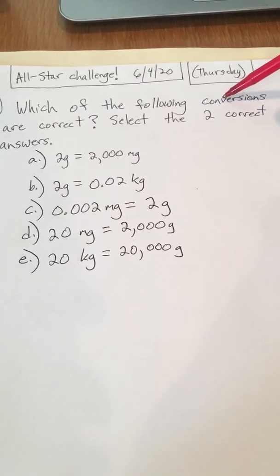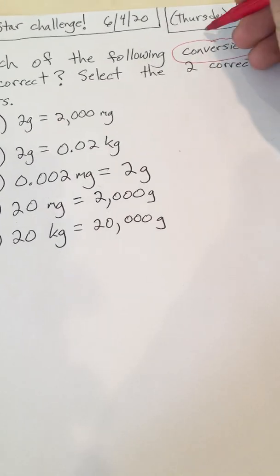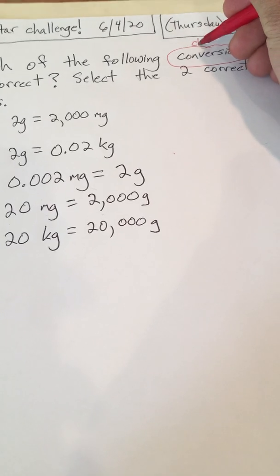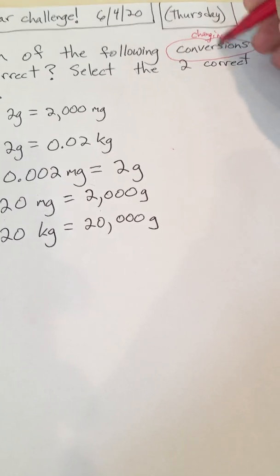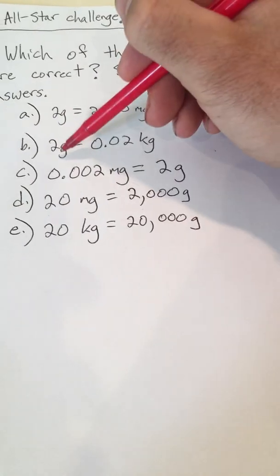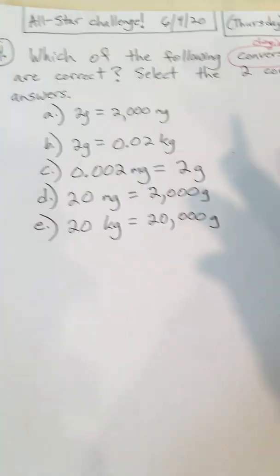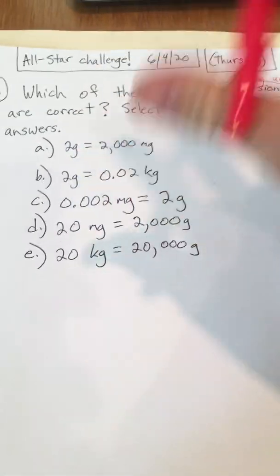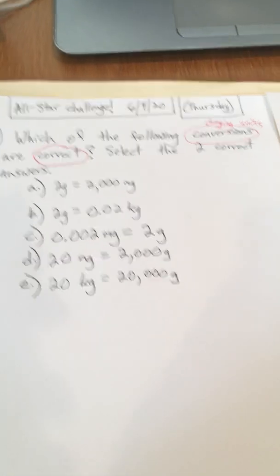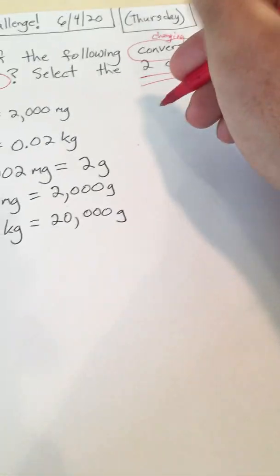Which of the following conversions, convert means to change. So conversions are basically changing units. They're going to be two different units: grams, milligrams, grams, kilograms, right? Milligrams, grams, kilograms, grams. So we're basically changing units and we're seeing which ones of these are true, are correct. So which of the following conversions are correct? Select the 2 correct answers.